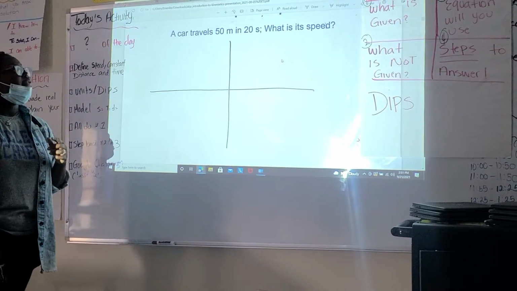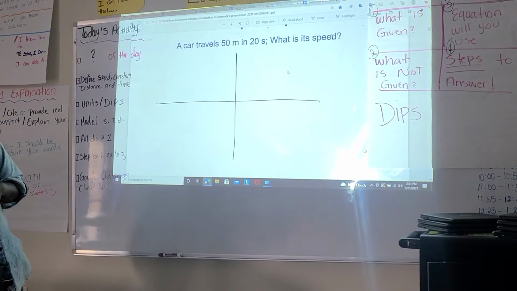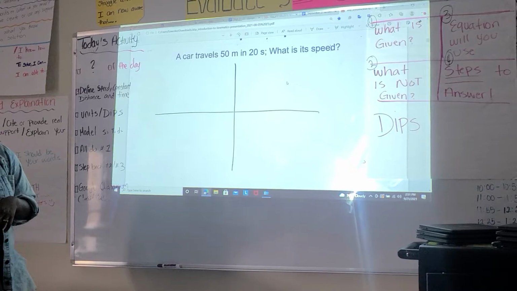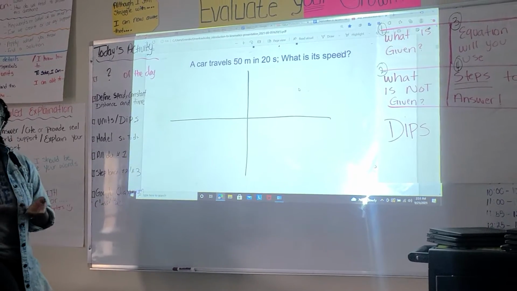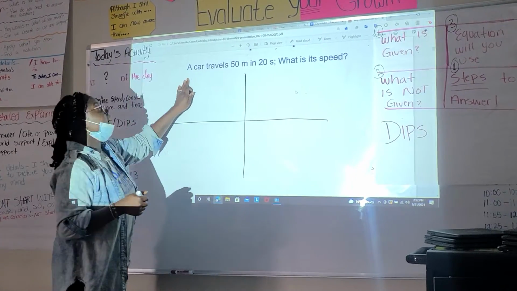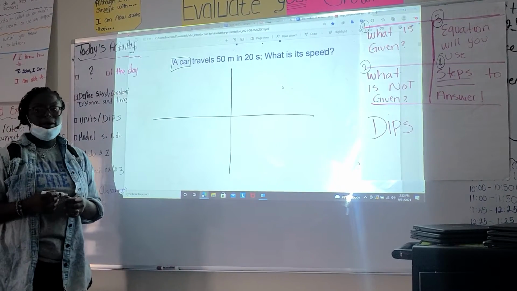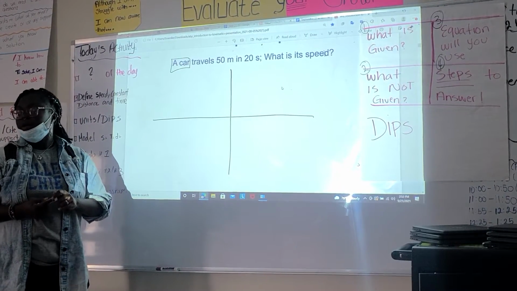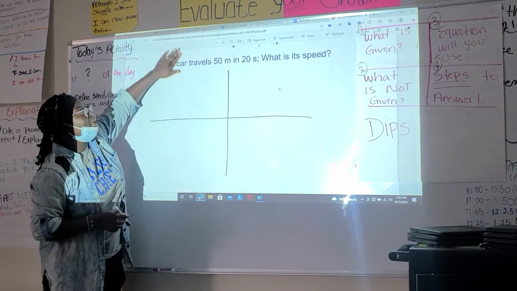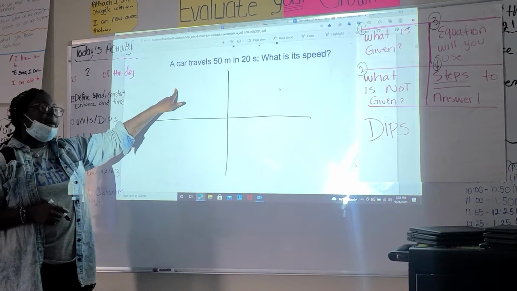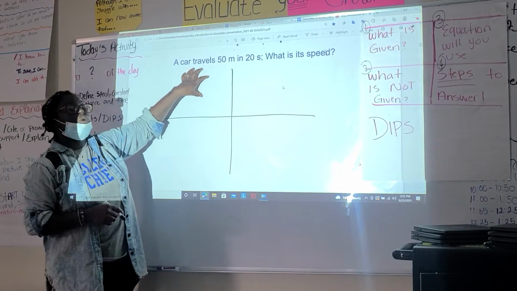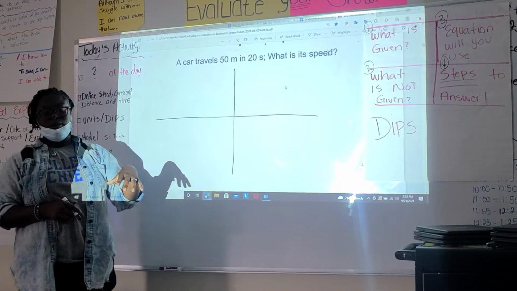A car travels 50 meters in 20 seconds. What is its speed? Step one, you have to be able to identify details, right? So the detail is it going to be a car? Do we care about this? No, we don't care about a car. It could be a pigeon. It could be whatever. We don't really care. This is not the key detail. It's a detail, but it's not something that we can use to get to that answer, right?